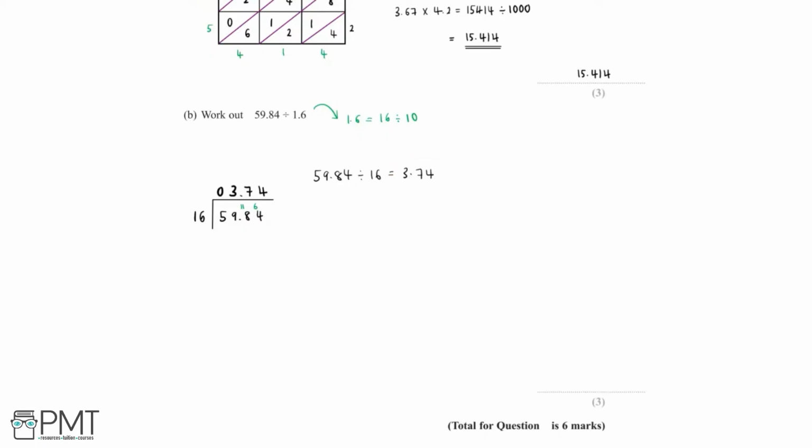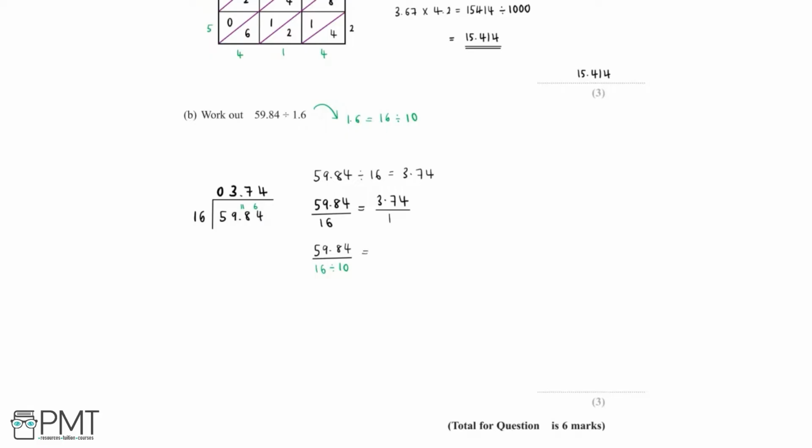3.74 is equivalent to 3.74 divided by 1. And so 59.84 over 16 is equivalent to 3.74 over 1. Now we need to find out 59.84 divided by 1.6. And so we're finding out 59.84 divided by 16 over 10.